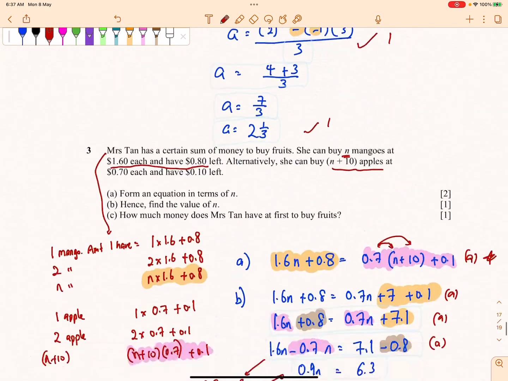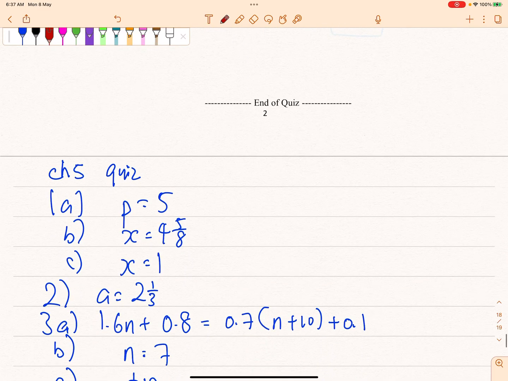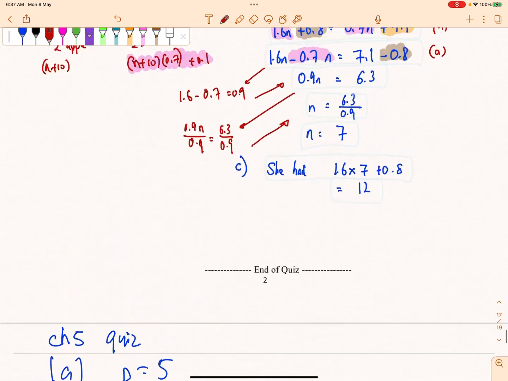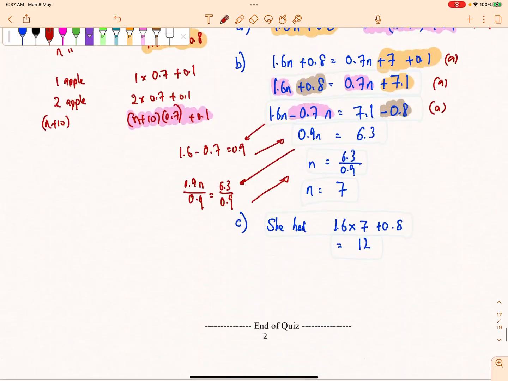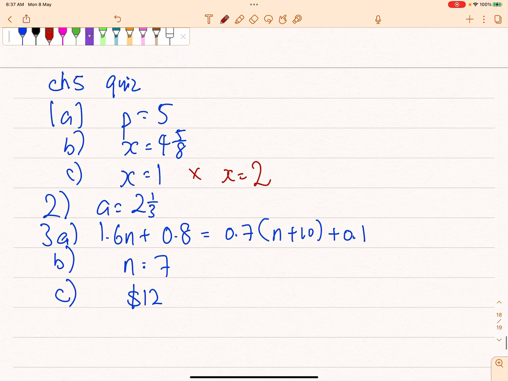Just a minor correction. For 1C, the answer is not x equals 1, it's actually x equals 2. So that's all. That's the final answer for quiz 5. Alright.